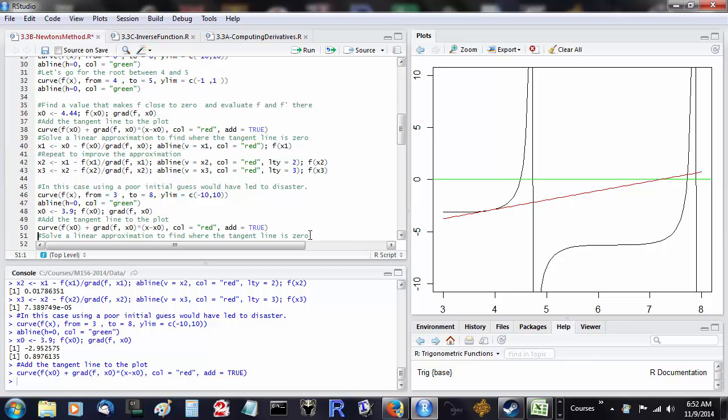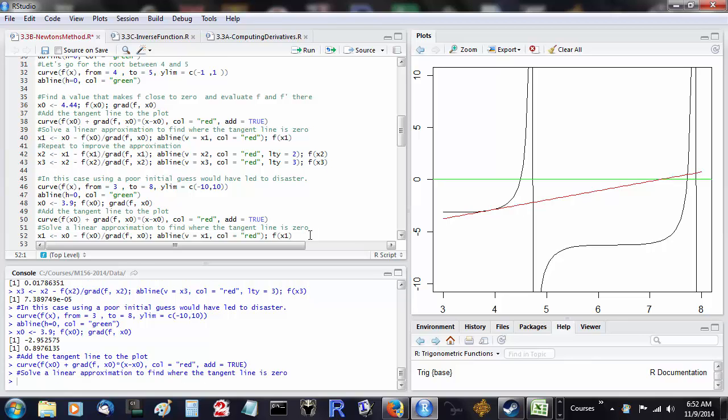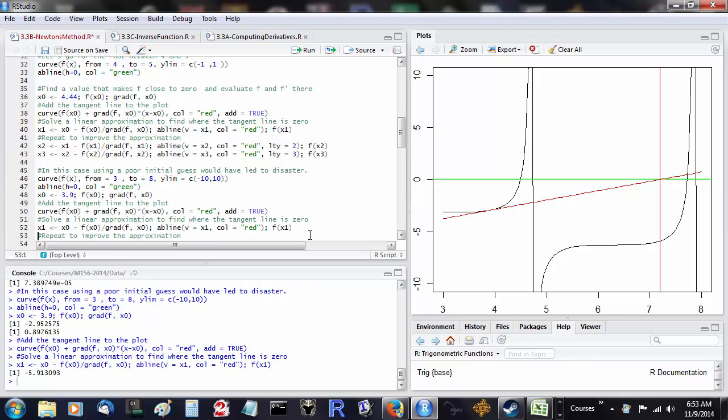That tangent line doesn't intersect the horizontal green line anywhere near the point where I drew the tangent line. In fact, it intersects it very near to the next root. Anyone can solve that linear equation to get x1, and someone who does this without thinking may not realize that they have done something incredibly stupid. They say, oh, f of x1 is minus 5.9.